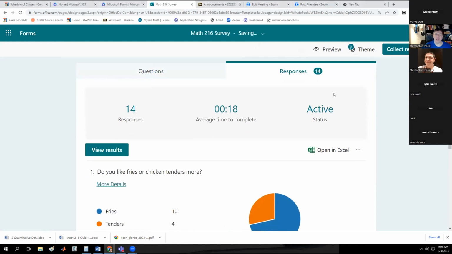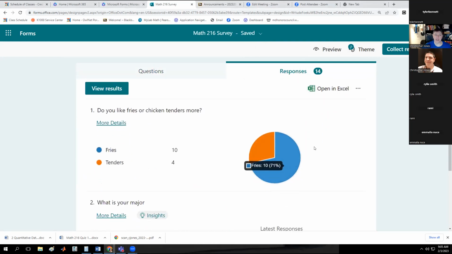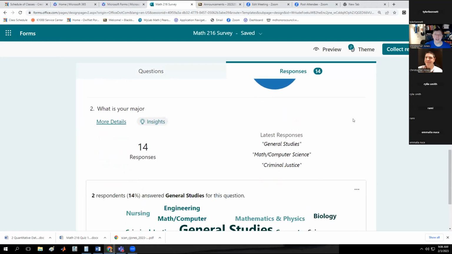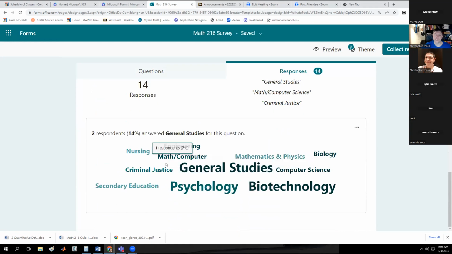Okay, and it's going to show me a really quick synopsis. Oh, wow. I was actually thinking that more people would like tenders than fries. So I am absolutely shocked. So thank you for enlightening me today. And then down here, it'll show a pretty brief synopsis of what the majors are. Obviously, the words that are bigger are going to be more responses. Okay. Oh, cool. 2 people are biotech folks. So nice. Professor Madden and Professor Martin.